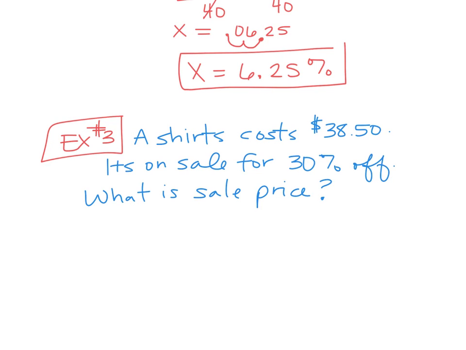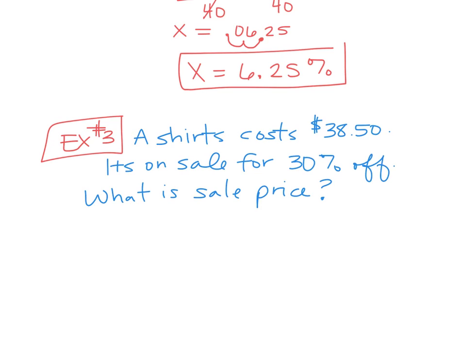Okay. Where you have to be a little bit careful with this is how you're thinking about the problem. So a shirt costs $38.50. It's on sale for 30% off. What is the sale price of that shirt? So we don't want to know what 30% off is. We want to know what the new cost of the shirt is. So we can find 30% off, and then we would just have to subtract it from the cost of the shirt. Or there's different ways you could set it up.